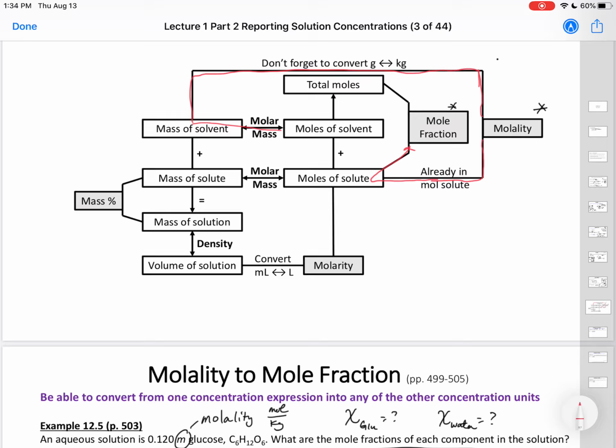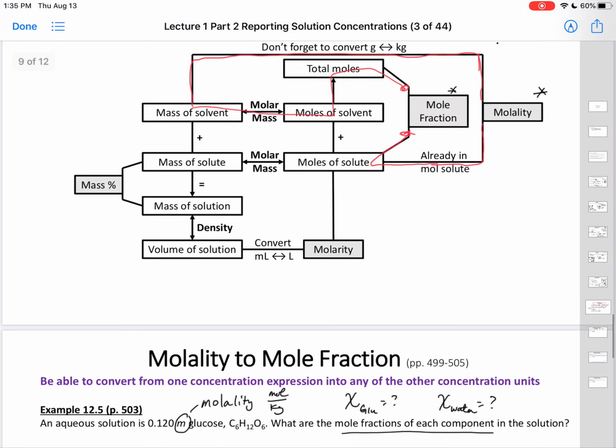Then we're going to use the molar mass to convert to moles of the solvent. And then we're going to add the moles of solute and moles of solvent to get the total moles to plug into the denominator, okay. So really we're going to have to follow 2 pathways to get to mole fraction, okay.